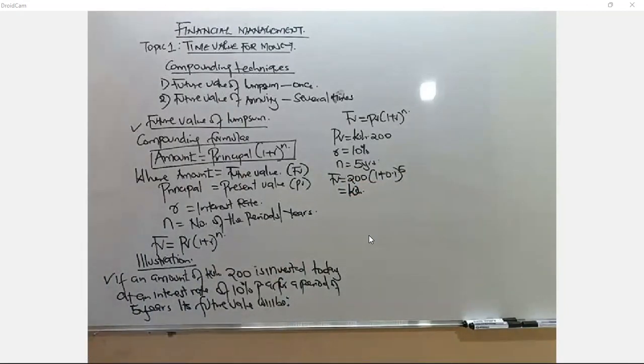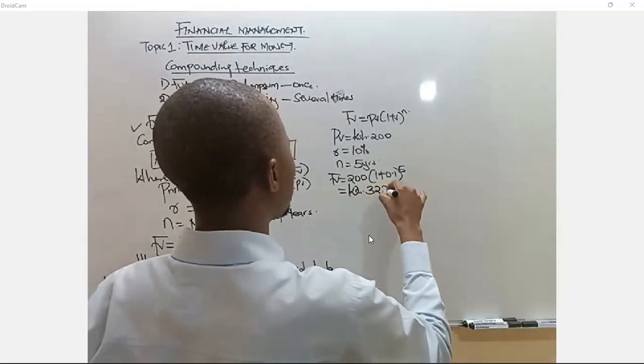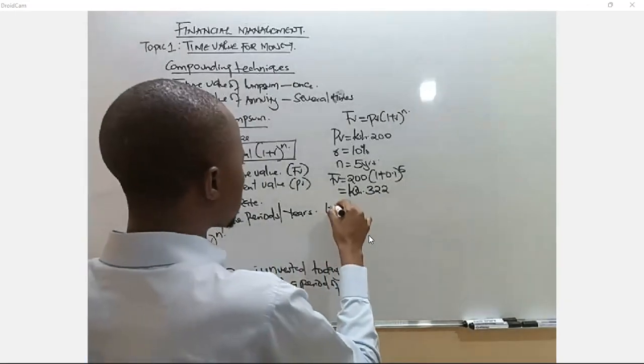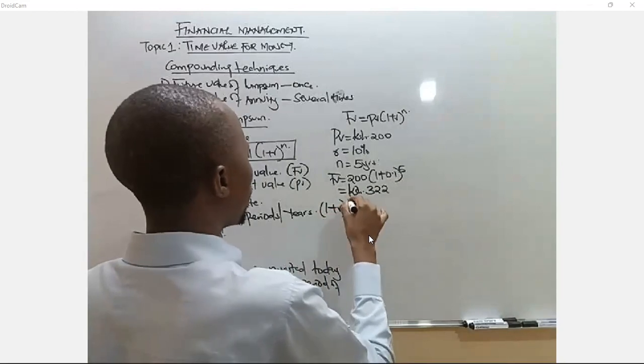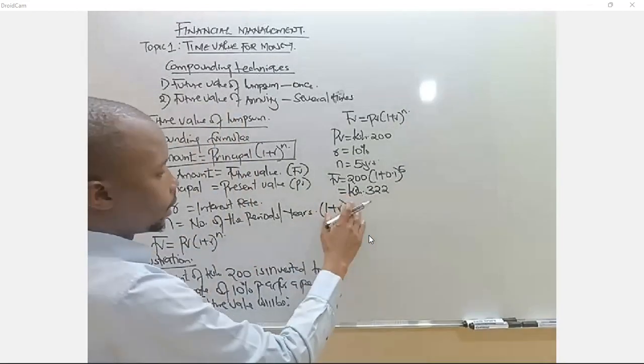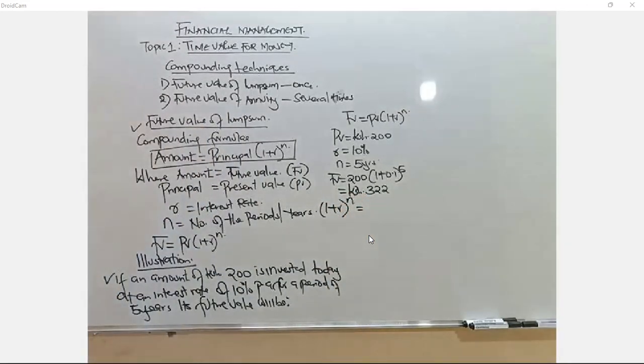322 shillings. That is the future value. Now, in financial management, the future value, the 1 plus R raised to N, is normally known as the future value interest factor.